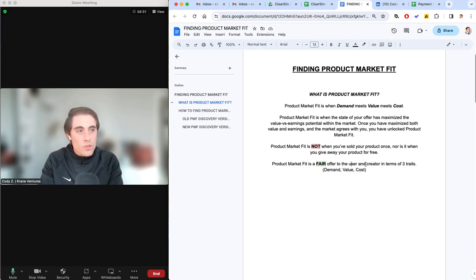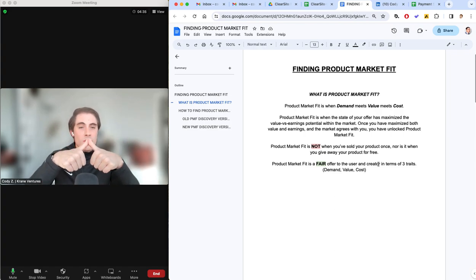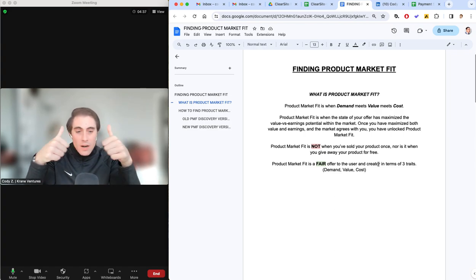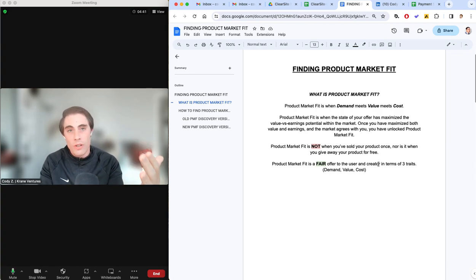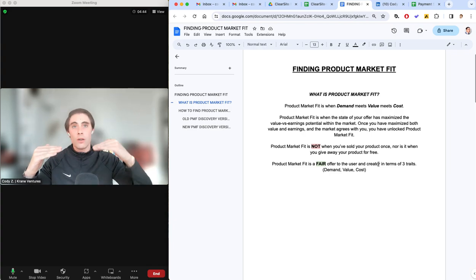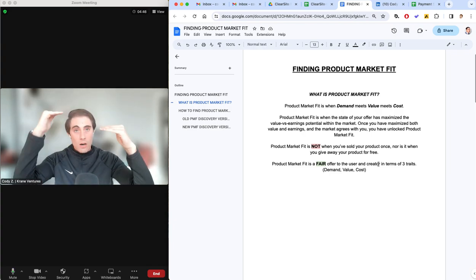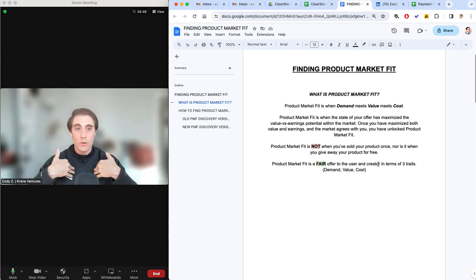So to the user and the creator, the founder of the company and the customer, once there's a fair offer there, that's where you've found product market fit, as long as there's demand. So there's the value, there is the cost, and then there is the creator, and then there is the customer. So it is a balance between all of this, but once you've found it, that is product market fit.